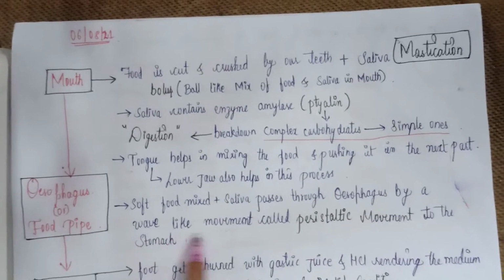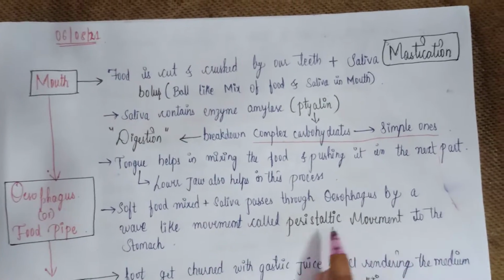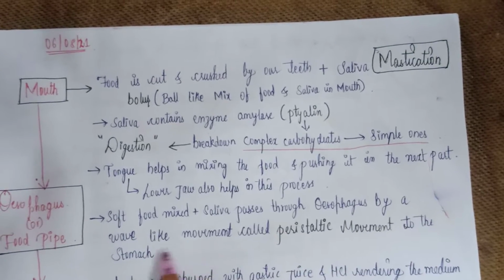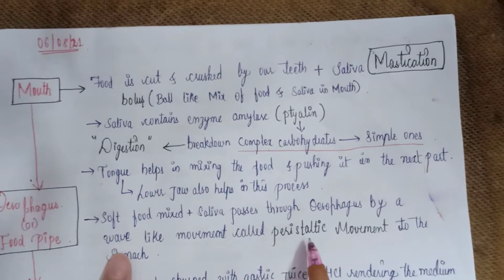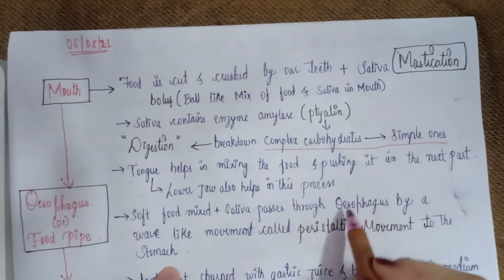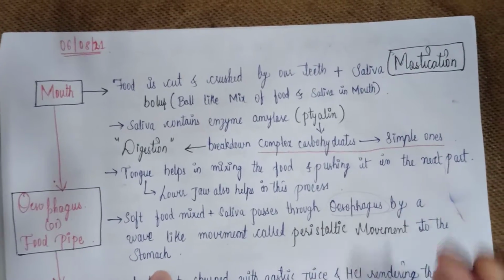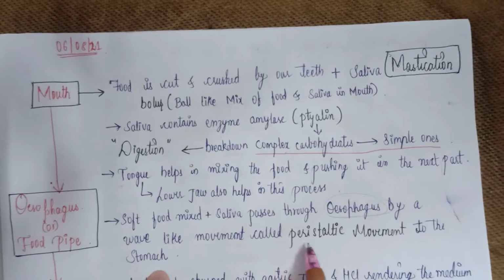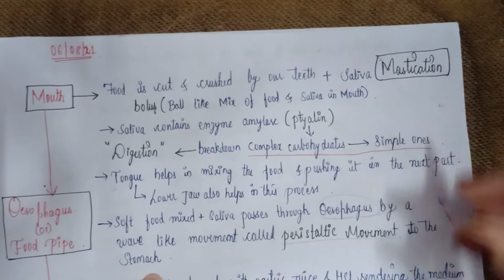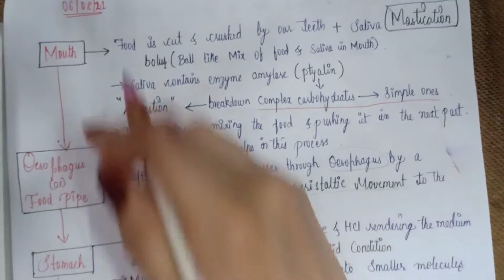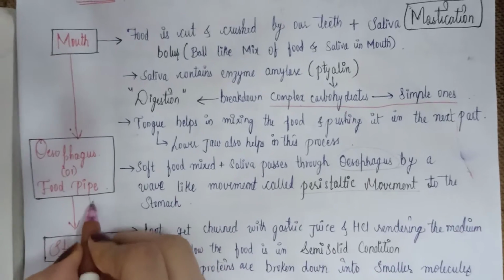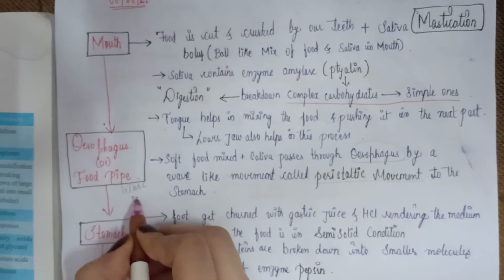By a wave-like movement, the food is sent through the esophagus. That wave-like movement is called peristaltic movement, and it occurs in the esophagus. By this movement, the food is sent from the mouth to the stomach through the esophagus.